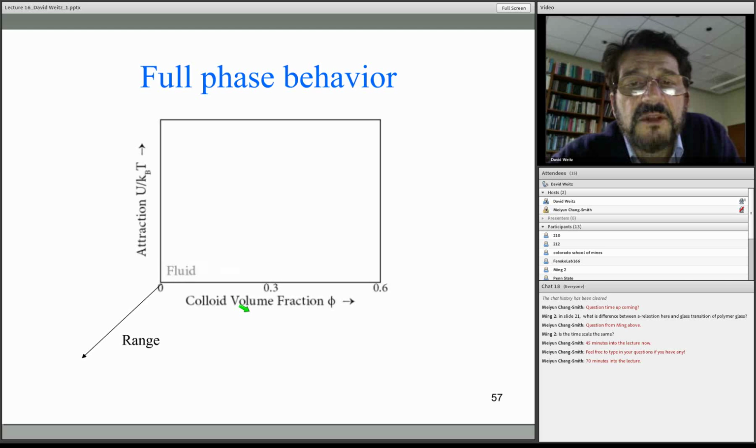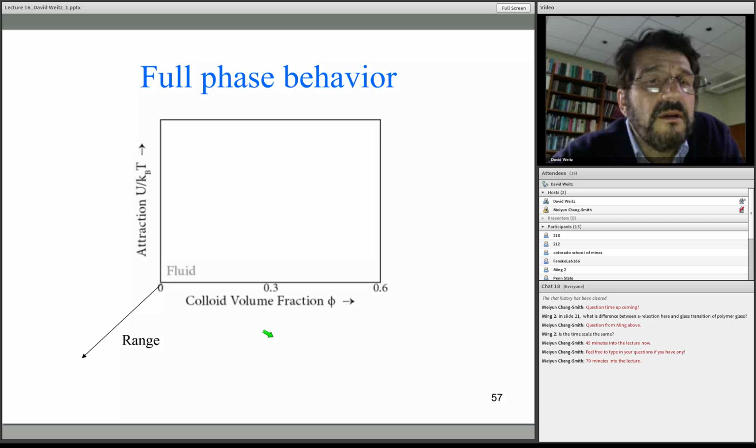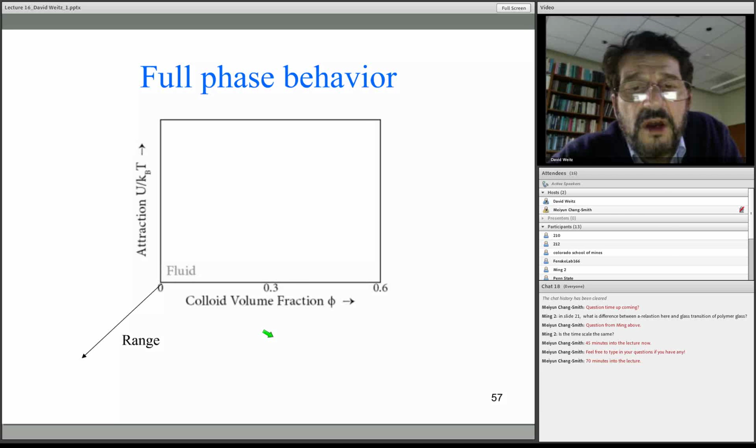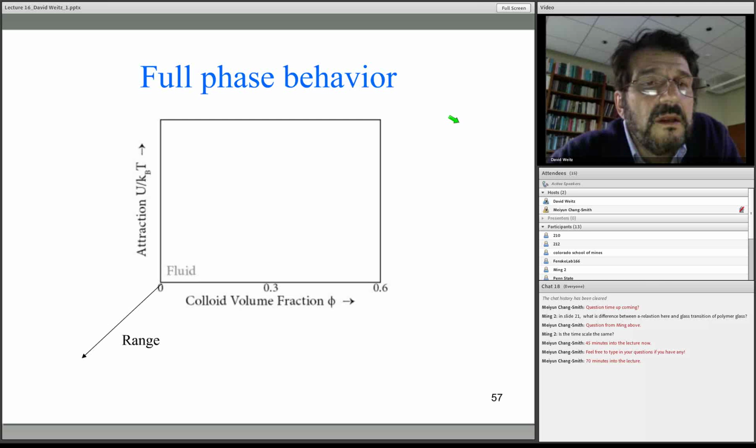Let me see, do I have it? I may even be able to draw this. Let's see. No, I can't. Okay. Oh, here. Now I can. Where did it go? I'm going to try and draw.